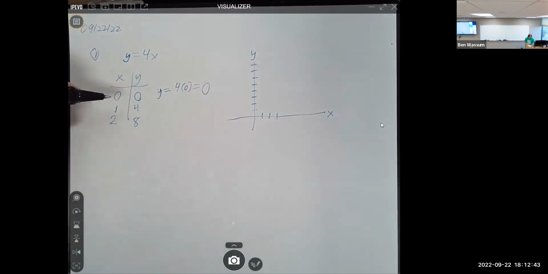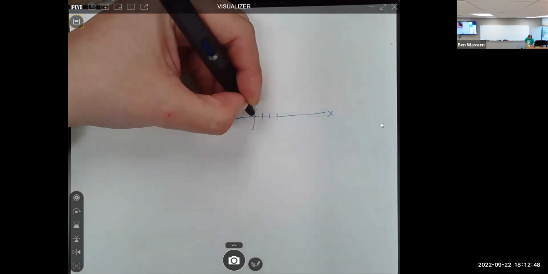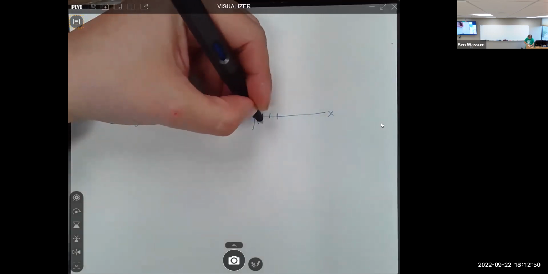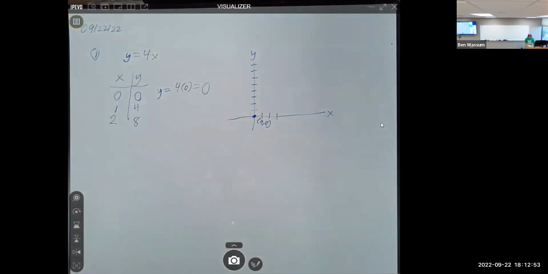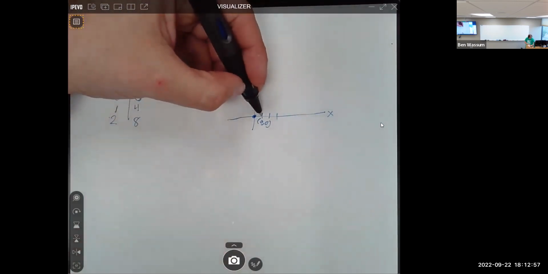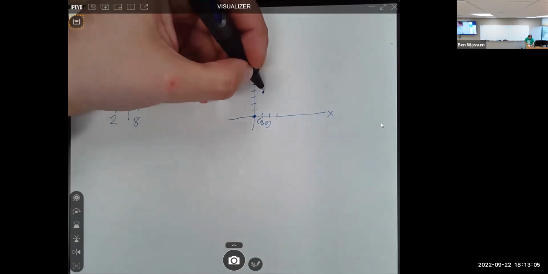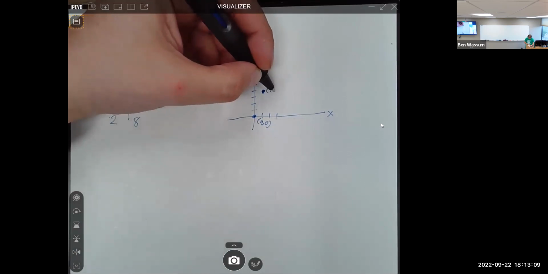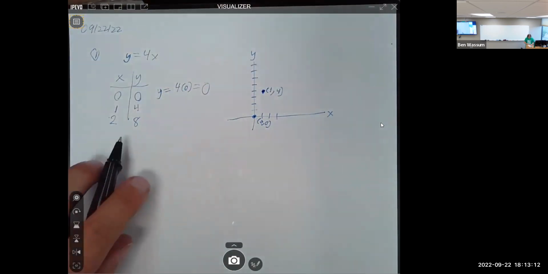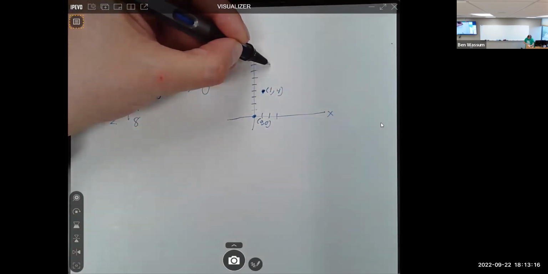And we plug in the points we got. So our points are 0, 0, right there. That's the origin. Then the next point we have is 1, 4. So that's 1 in the direction of x and 4 in the direction of y. 1, 4. And then we have 2, 8. 2 and 8 right up here.